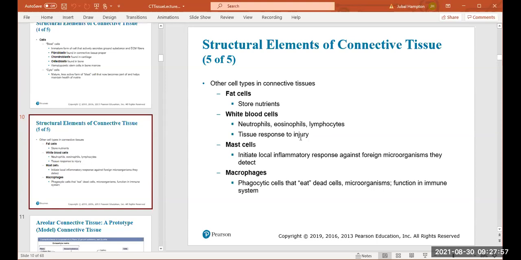Plasma cells, and I don't see plasma cells up on the screen, but plasma cells are a specialized white blood cell that are going to make antibodies. And we will talk about that when we get to the immune lecture. Mast cells initiate a local inflammatory response against foreign microorganisms they detect. Mast cells are rich in the substance histamine. Histamine. We'll type that in the box.